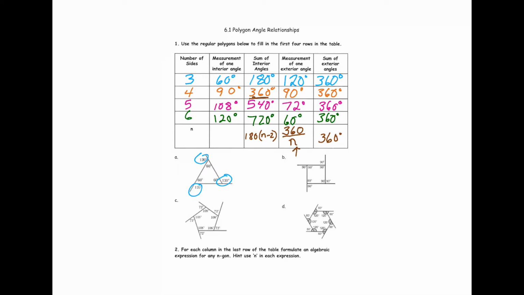All right, and the last one is the measurement of 1 interior angle, and it's actually not too bad if we're able to already know that and kind of look at this as well, right? So we're just going to take our 180 times n minus 2 and divide by n.